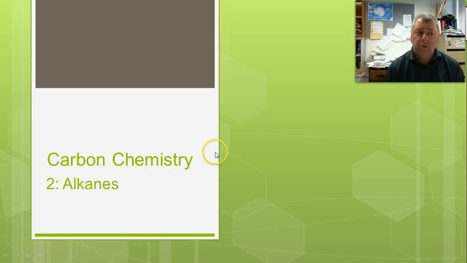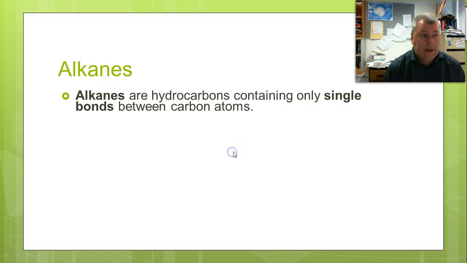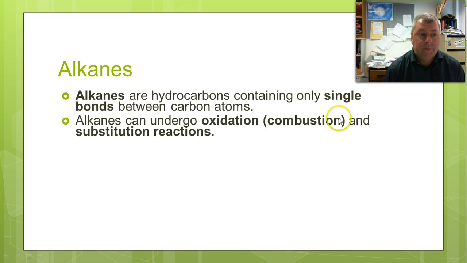Hello again, welcome to number 2 in our carbon chemistry, and we're going to look at our first group of hydrocarbons called the alkanes. Now the alkanes contain only single bonds between the carbon atoms. That means they are saturated. Remember what we defined saturated and unsaturated meaning in the last video?